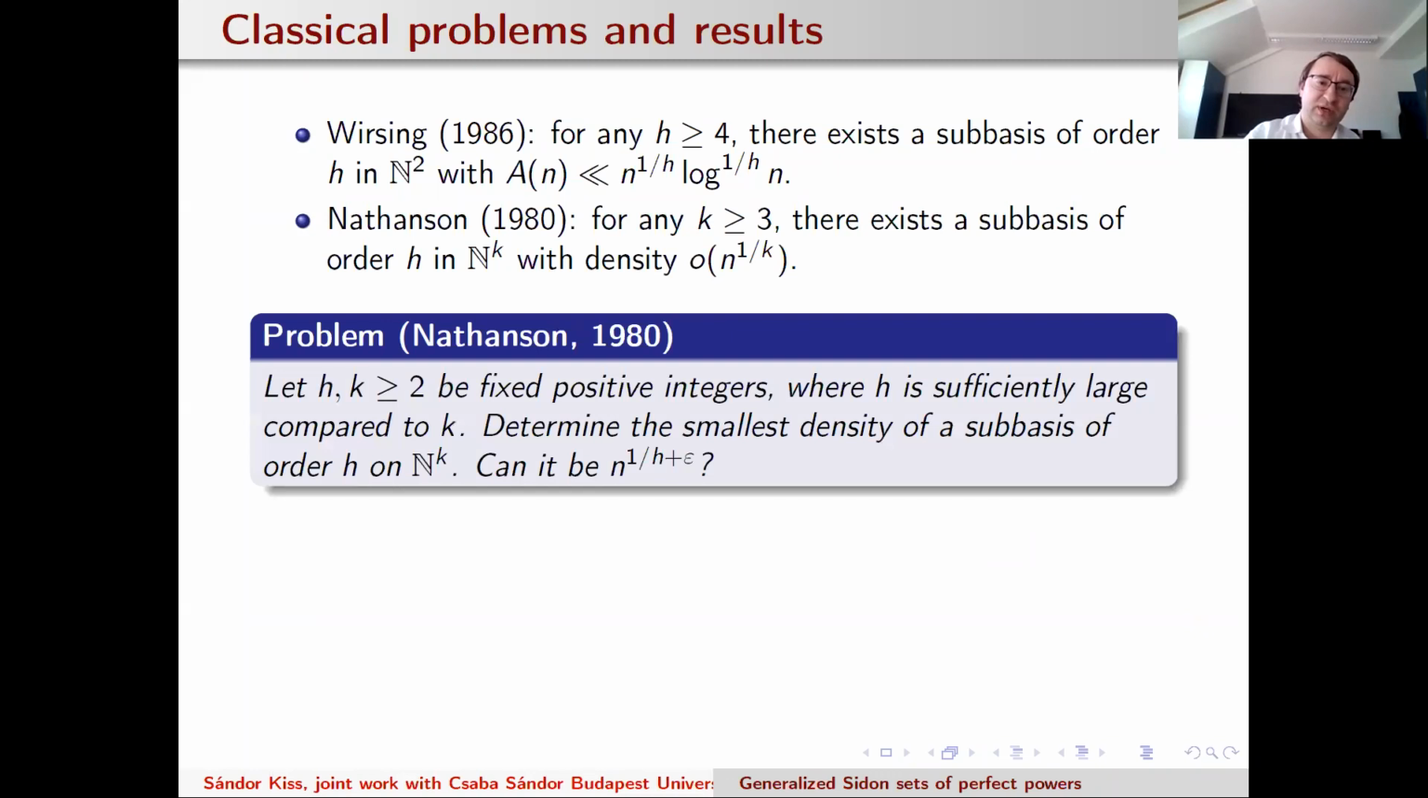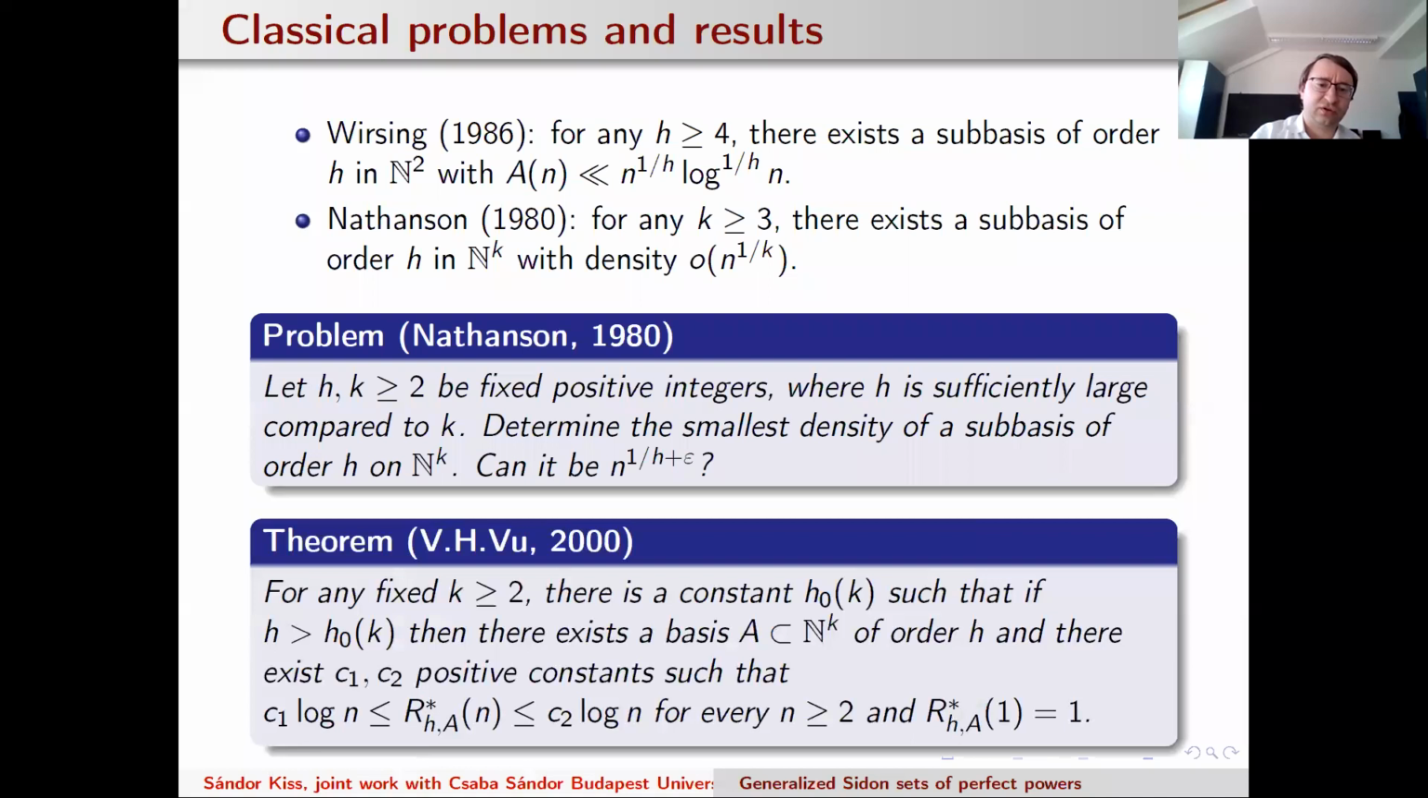And he formulated a question in his paper. He asked what is the smallest density of the subbasis of order h formed by k powers, where h is sufficiently large compared to k. And the natural question is if it could be n to the power of 1 over h plus epsilon, because this can be the best possible up to an epsilon term.